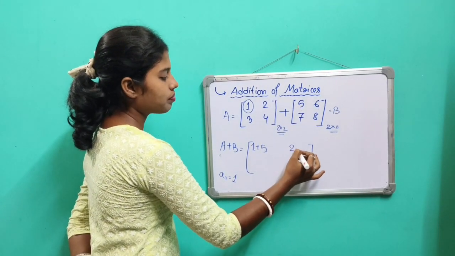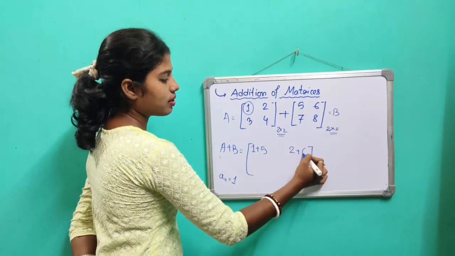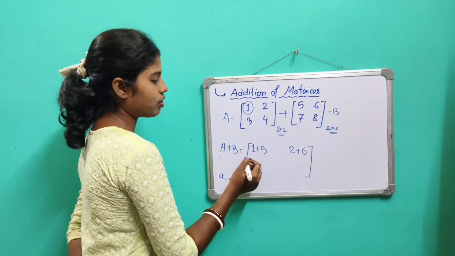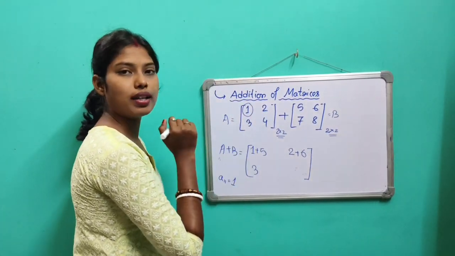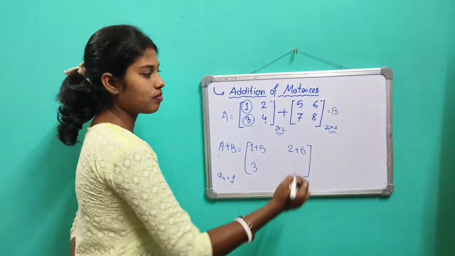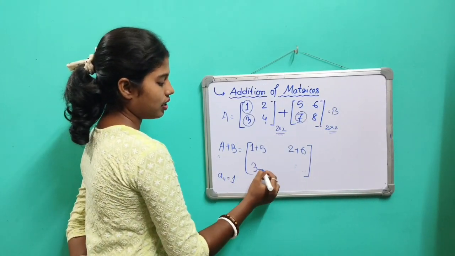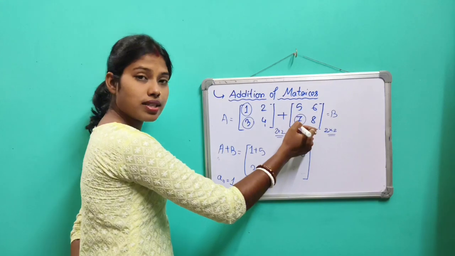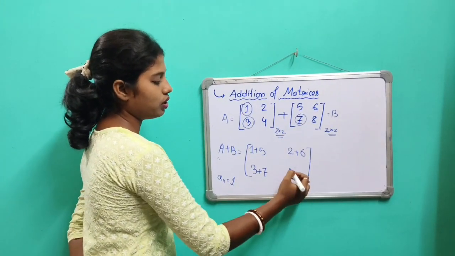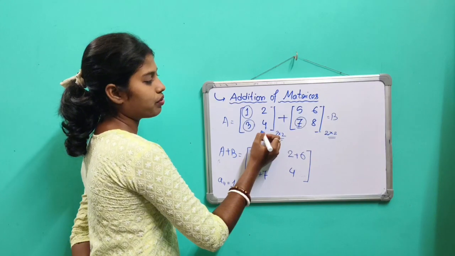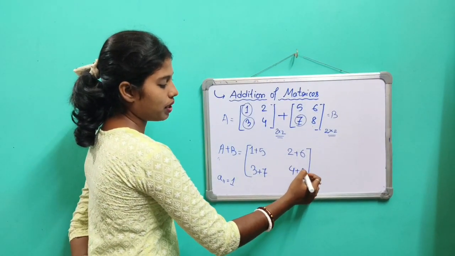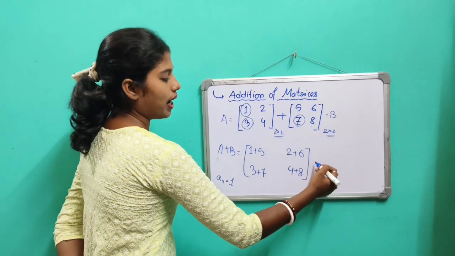So 2 plus 6. Now see, this is the element a21, right? So 3 will be added with 7. The last and fourth element is 4. The corresponding element of matrix B is 8. So 4 will be added with 8. Now add this.